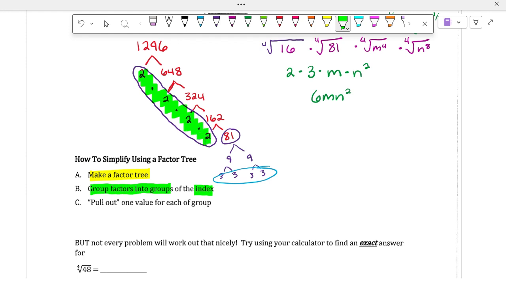So the index is 4, so there's 4 2s here. And then 4 3s here. But I also knew that 81 was a perfect fourth.